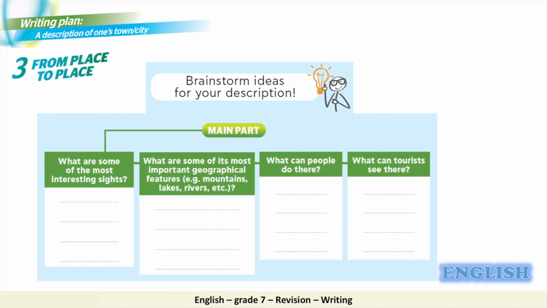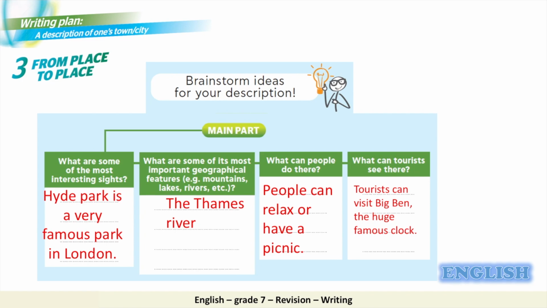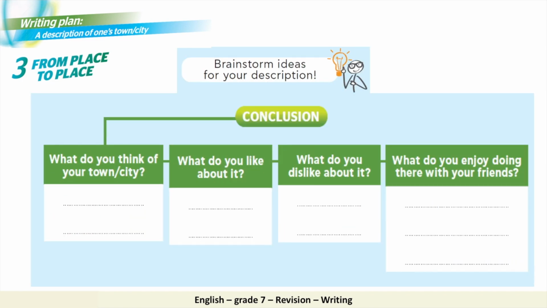As for the main part, what are some of the most interesting sites? Hyde Park is a very famous park in London. What are some of its most important geographical features like mountains or lakes or rivers? The Thames River. What can people do there? People can relax or have a picnic. And what can tourists see there? Tourists can visit Big Ben, the huge famous clock.